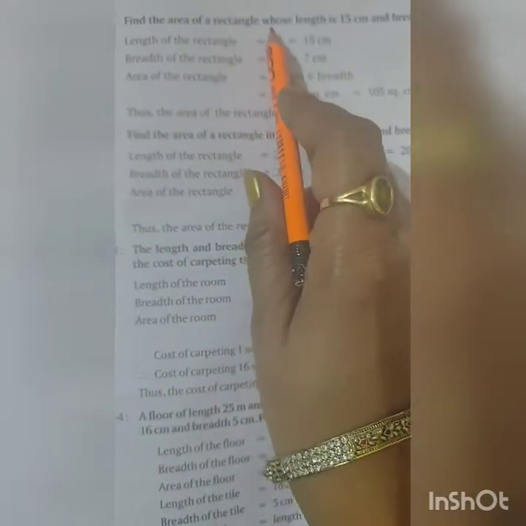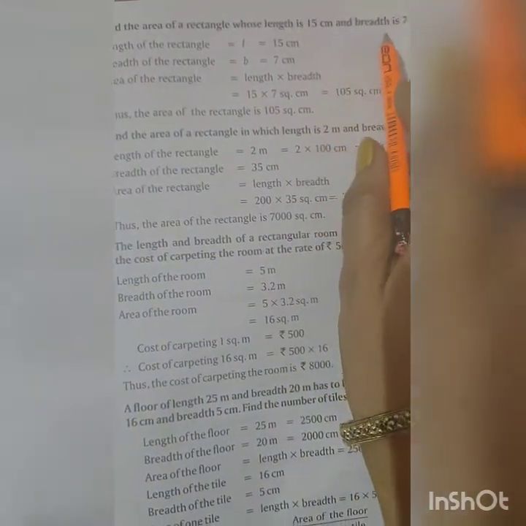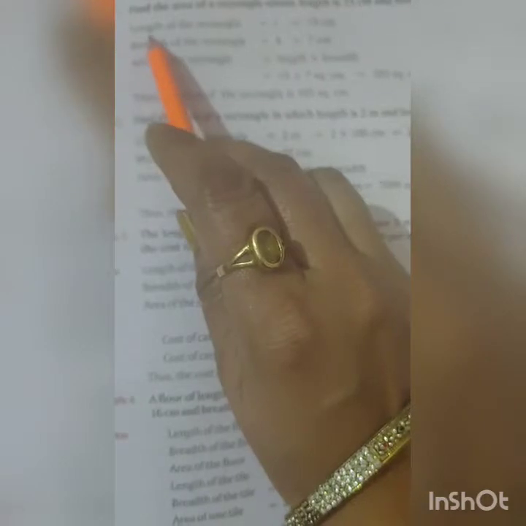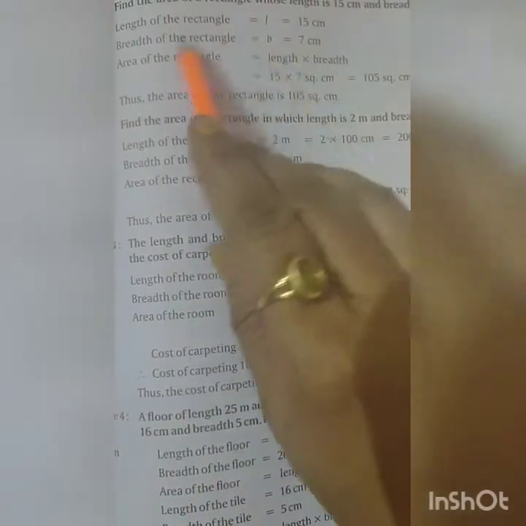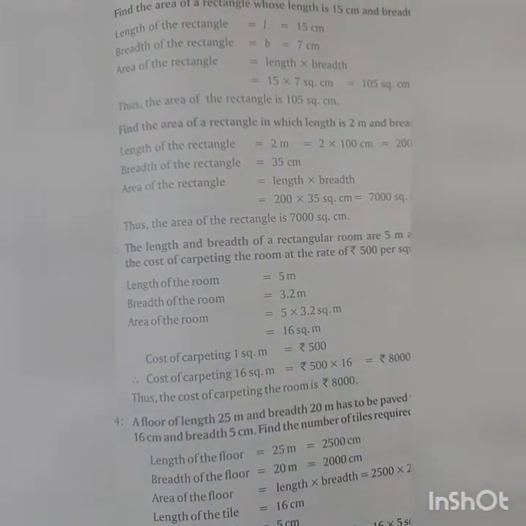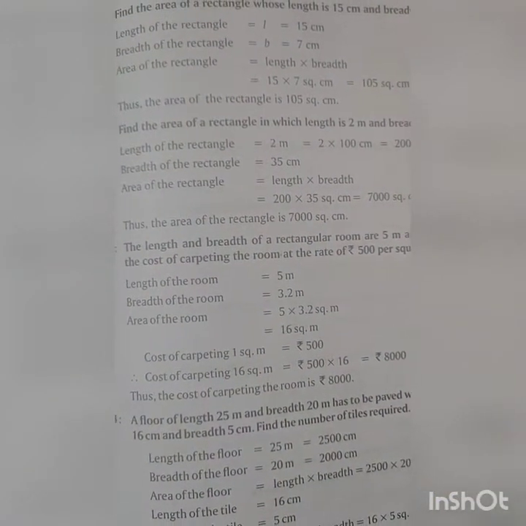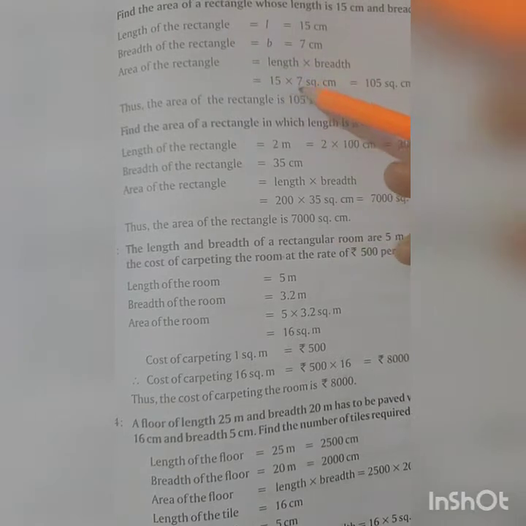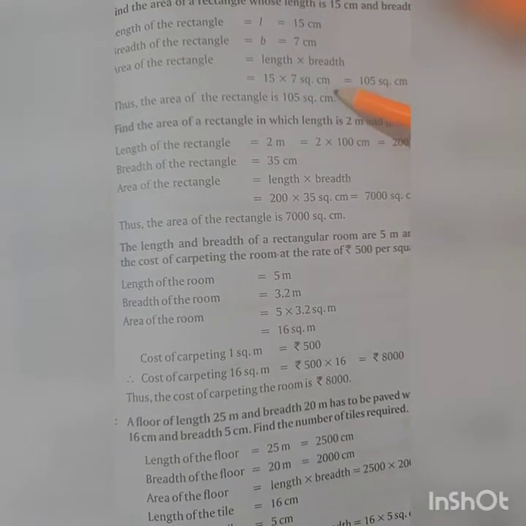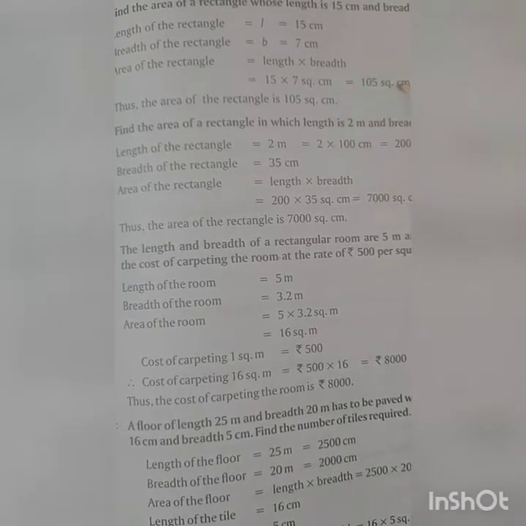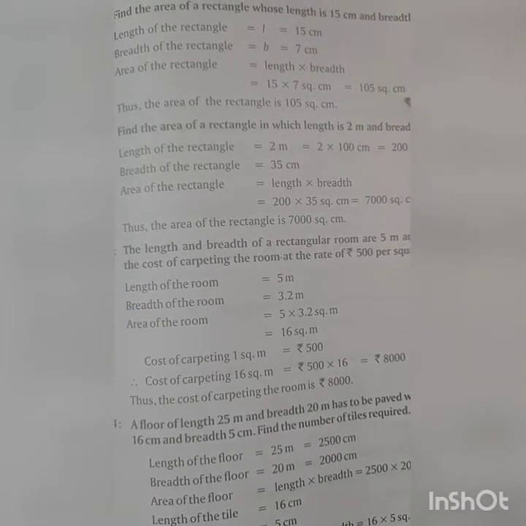For example, find the area of rectangle whose length is 15 centimeter and the breadth is 7 centimeter. So length of the rectangle is 15 centimeter and breadth of the rectangle is 7 centimeter. Both are in centimeter. So we just find the area of rectangle, that is length into breadth. So 15 multiplied by 7 square centimeter. So it is 105 square centimeter.